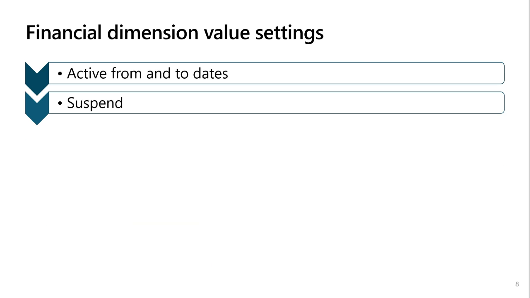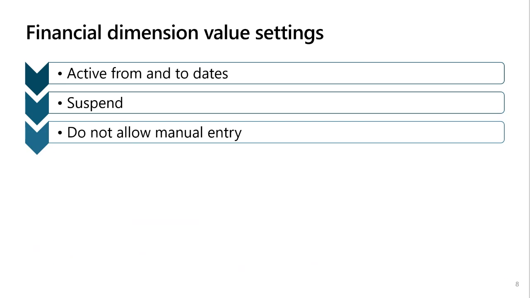You can think of this as a mechanism to dynamically control the suspension or activation of the dimension value, while the suspend checkbox is used to control access to the dimension globally. The do not allow manual entry checkbox is used to indicate whether you want to allow users to select the dimension value in a journal entry.